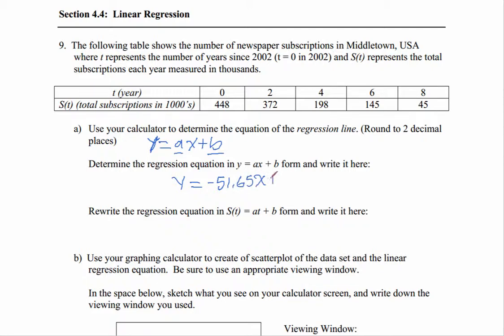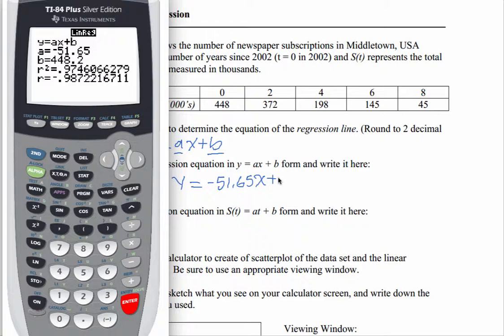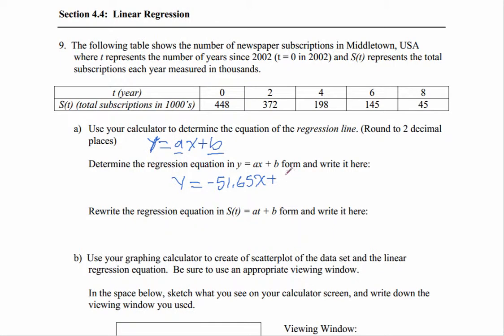Times x plus our b, and our b was 448.2. We'll go 2-0 because they said round it off to 2 places, so what the heck, we'll put a 2-0 there just to show we were doing it. Okay, now go ahead and put it in function notation.